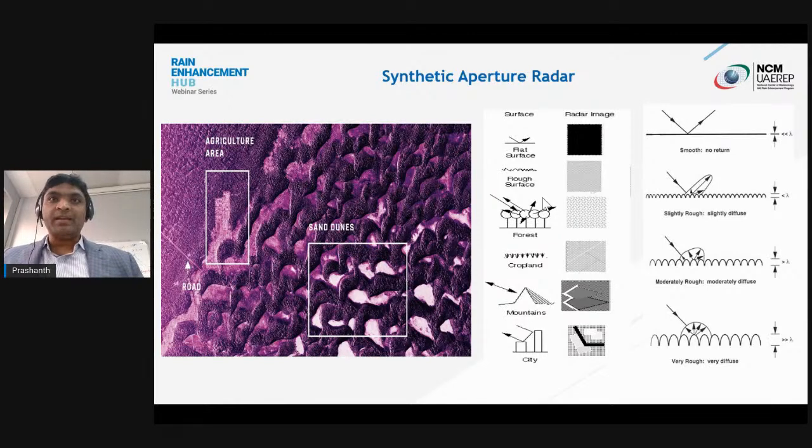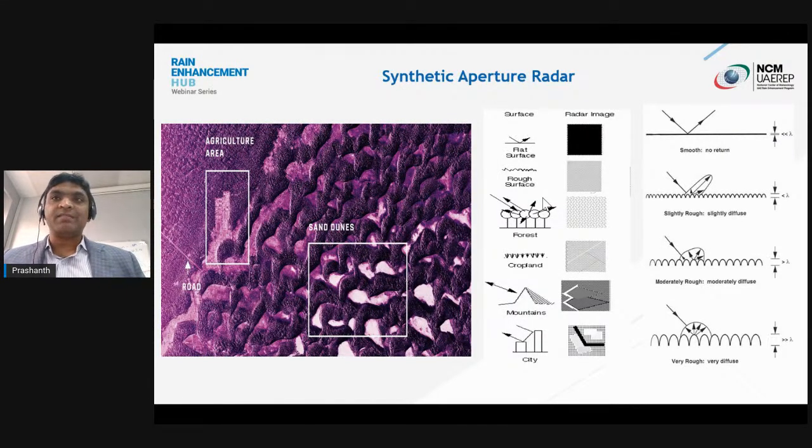If you have a cropland, you can see that organized kind of dipole scattering, because each plant in the crop basically scatters the signal back in an order. Mountains show various types of characteristics depending on the slope of the mountain. We can have various effects such as foreshortening, overlaying, and all those things depending on the height of the mountain and the slope of the mountain.